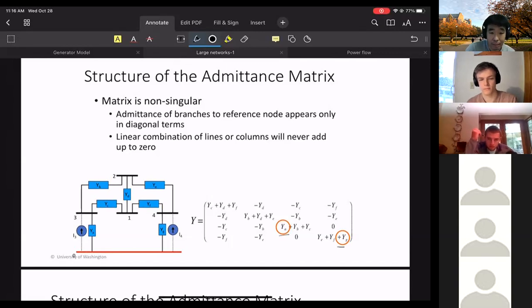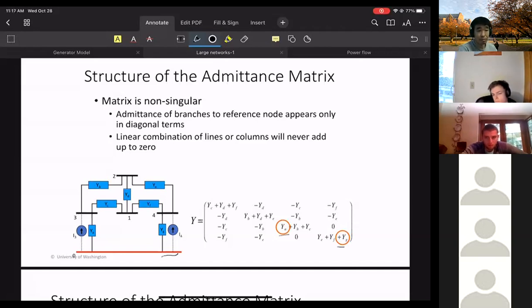It's actually interesting how to show this is always non-singular. This is an interesting graph theory result. It relates linear algebra to graph theory. The practical significance of this matrix being non-singular is the following.